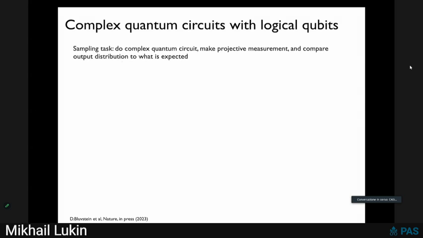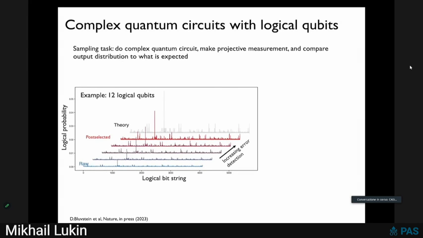The way you test the circuit is you can, for example, do a sampling experiment. And this really beautifully shows how error-corrected quantum computing is different from non-error-corrected. So in the sampling experiment, here is the theory, which we expect to be a speckle pattern, basically bit string probabilities. If you don't do any error correction, you see some kind of patterns.